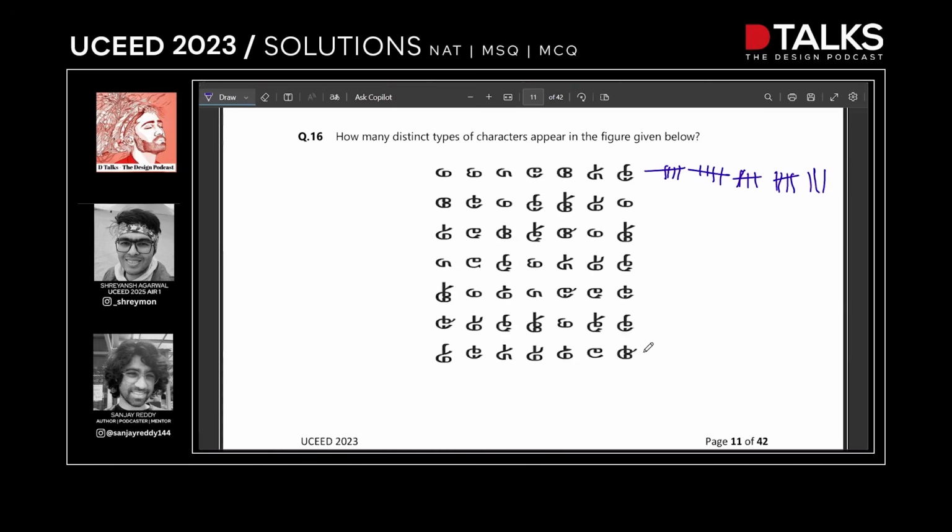Third row. No, this one is different. Slightly different. Yes. I got 24. Is 24 the answer? Three. 23 is the answer. Three is the answer. Okay.